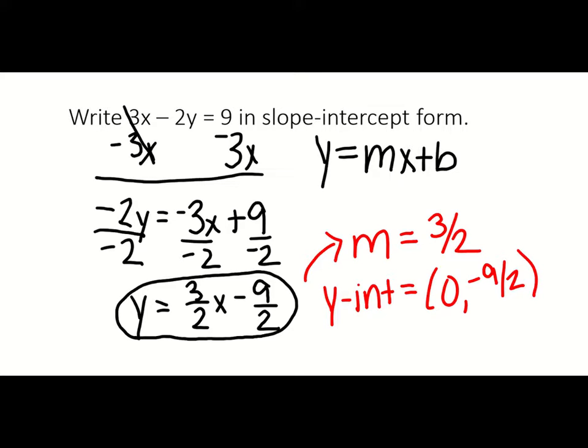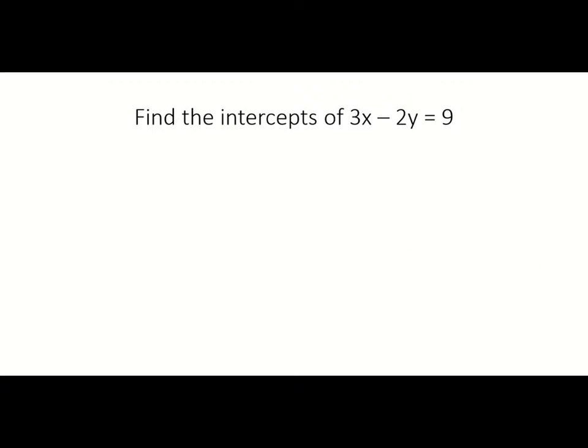So in the next slide, we're going to verify the y-intercept using the rules stated in the first slide. So using the same problem, we're now going to find the intercepts of 3x minus 2y equals 9. So when I find the intercepts, there's an x-intercept and there's a y-intercept.